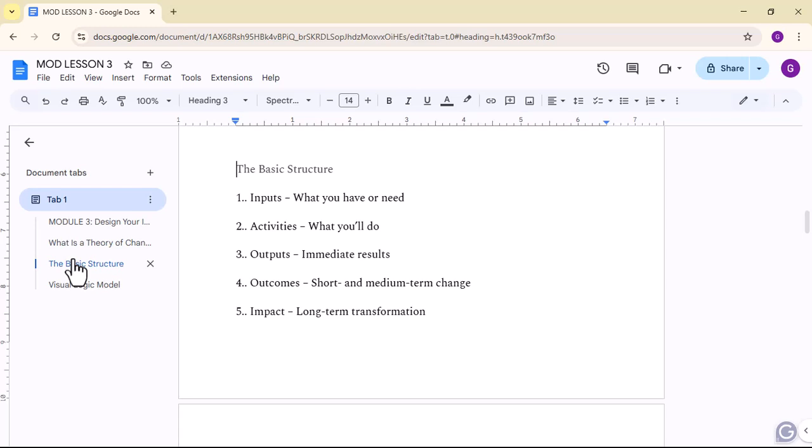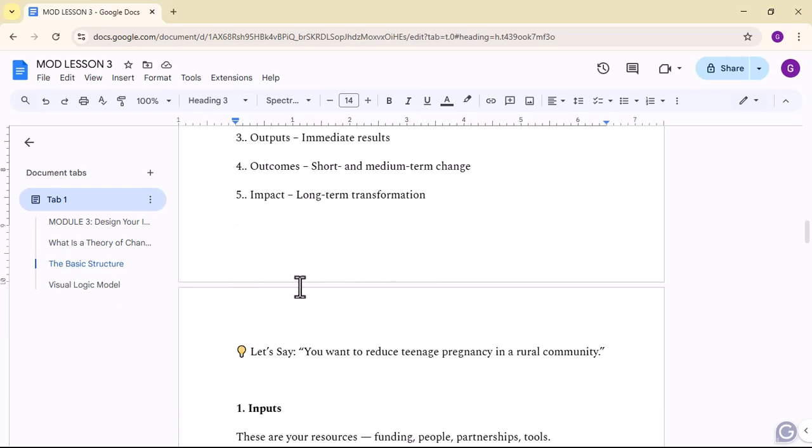Thirdly is the output, that is the immediate result. That means that if you use what you need and what you will do, what are you going to get? Fourthly, the outcomes, which are short and medium term change, and fifthly is the impact, which is the long term transformation. We're going to break each of these down with a simple example, right?